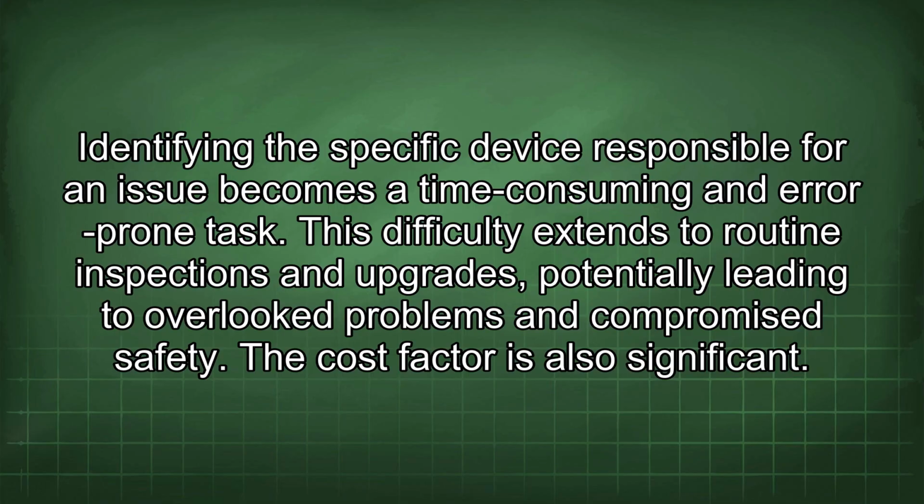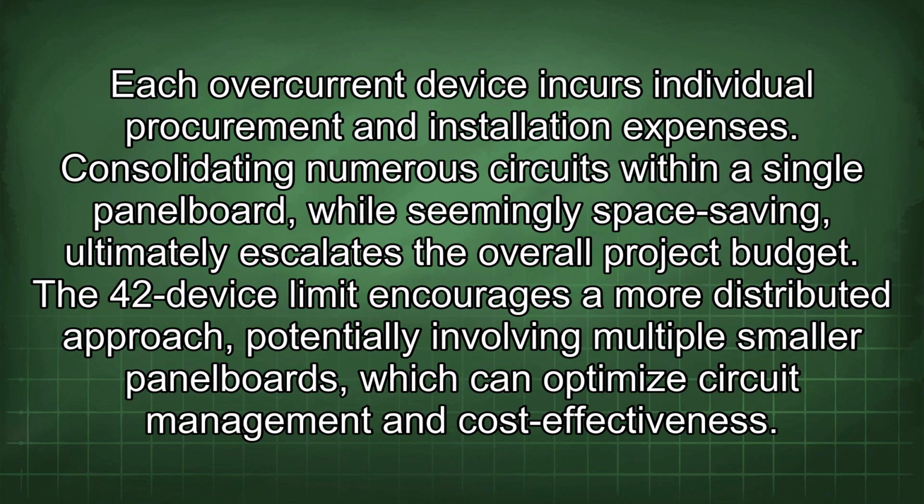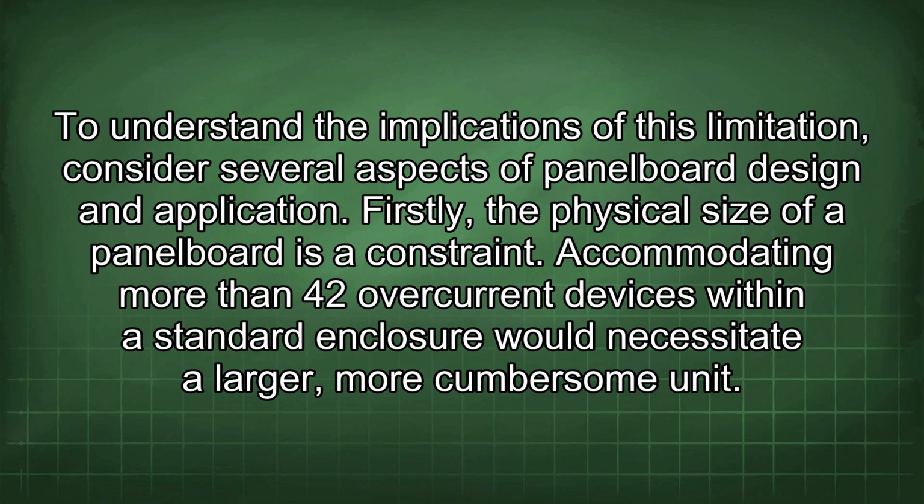The cost factor is also significant. Each overcurrent device incurs individual procurement and installation expenses. Consolidating numerous circuits within a single panel board, while seemingly space-saving, ultimately escalates the overall project budget. The 42 device limit encourages a more distributed approach, potentially involving multiple smaller panel boards, which can optimize circuit management and cost effectiveness. To understand the implications of this limitation, consider several aspects of panel board design and application.